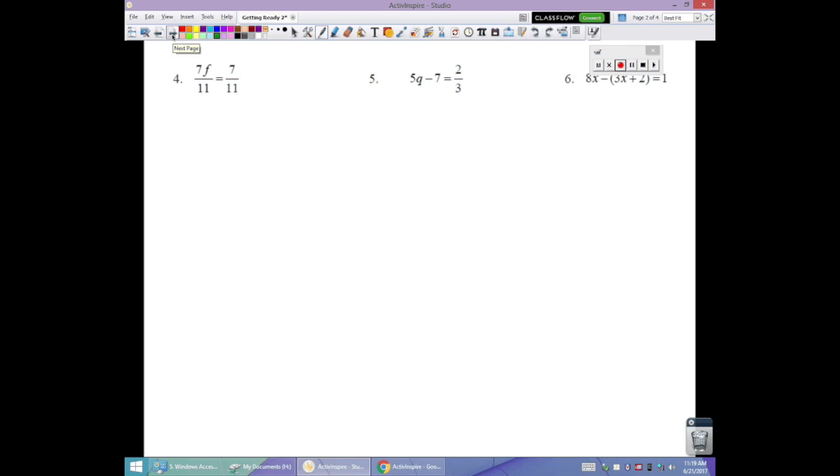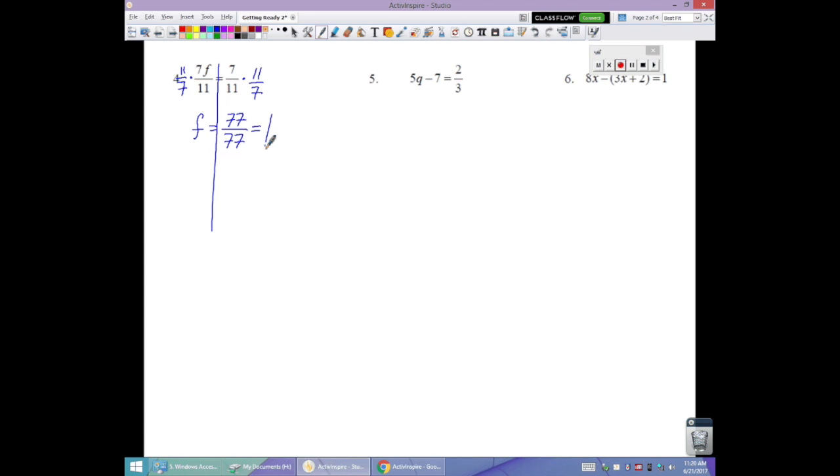Okay, and number 4, now I'll do this one two ways. First, you could consider the 7/11ths all to be the coefficient, in which case you would multiply both sides by the reciprocal 11 over 7, which gives us 77 over 77, or 1, as our final answer.